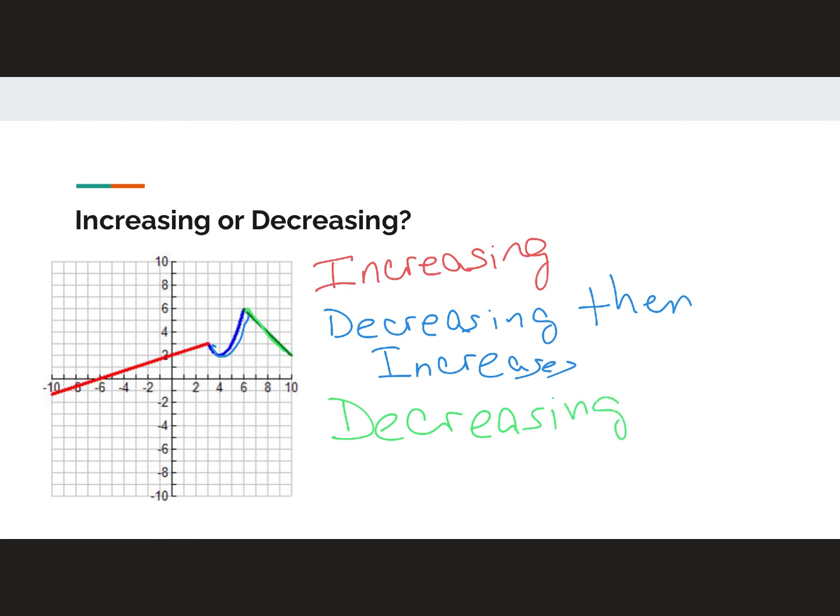And remember, all you're doing to name these portions, if you're asked to name them, is, so the increasing section is x is less than 3. The final decreasing section, we'll just do that part, is x is greater than 6.